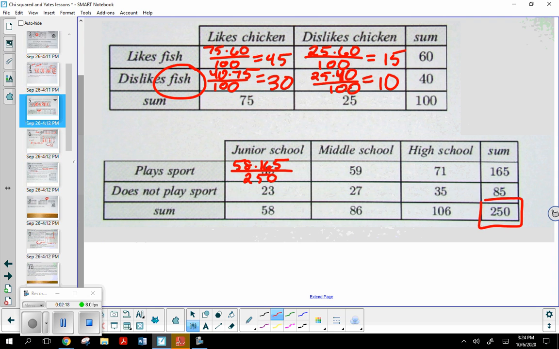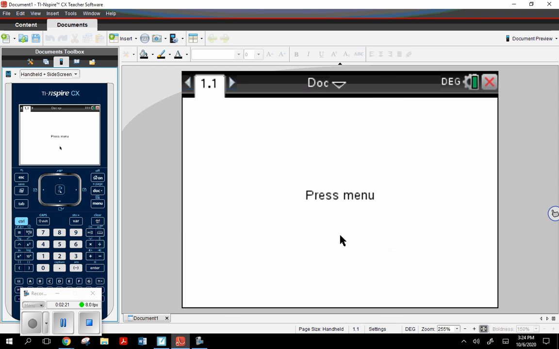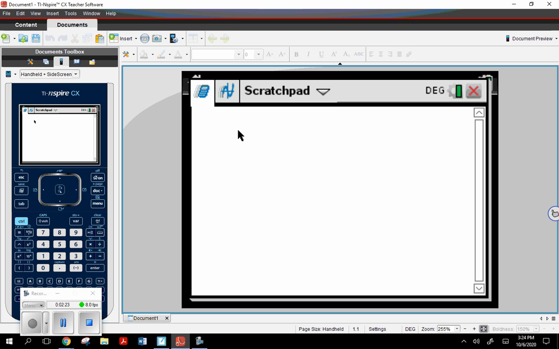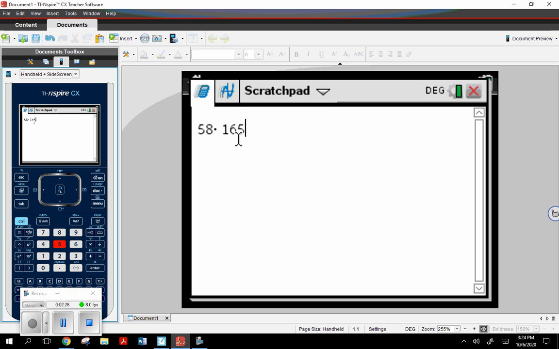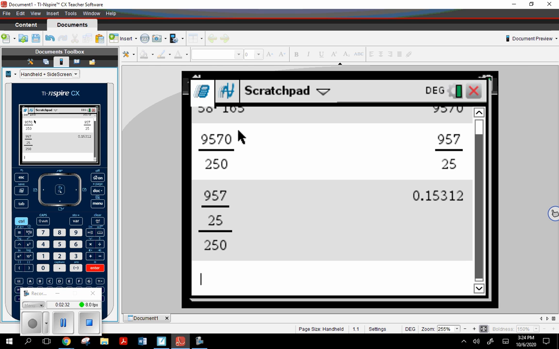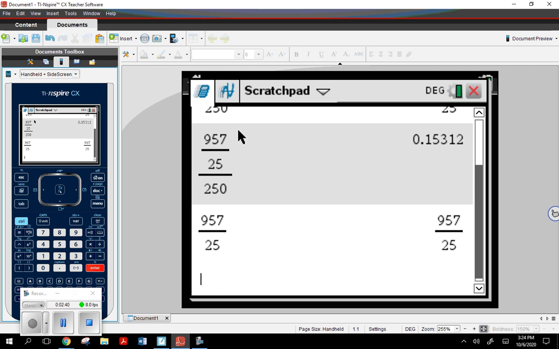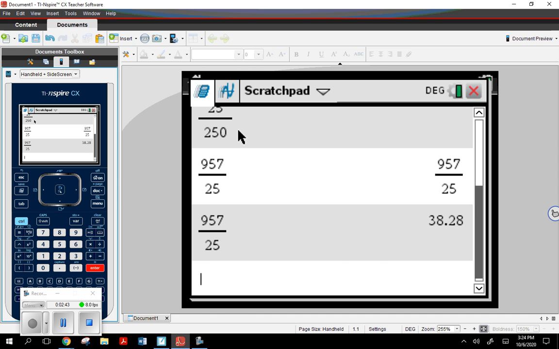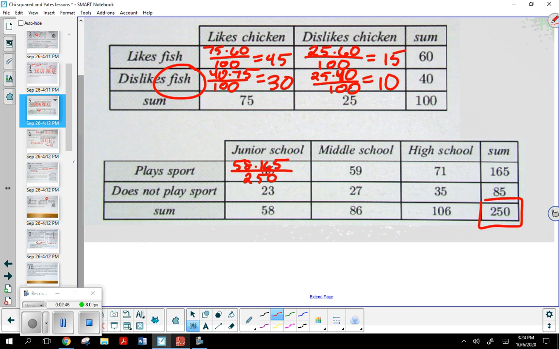So in this case, 58 times 165. Let me get on over here, calculate. So 58 times 165, and then we're going to divide that by 250. It's going to give me my fractional value. 957 divided by 25. Let's do that. Control enter. There we go. So we're looking at about 38.28 would be the expected value. 38.28. And then you would do the same thing for each of the other observed values that you collected. So is everybody okay with the expected frequency values?